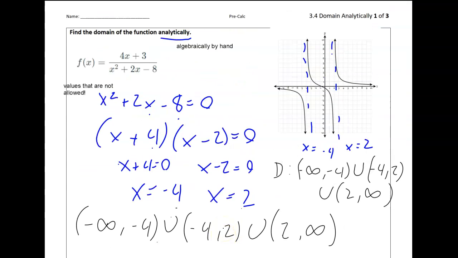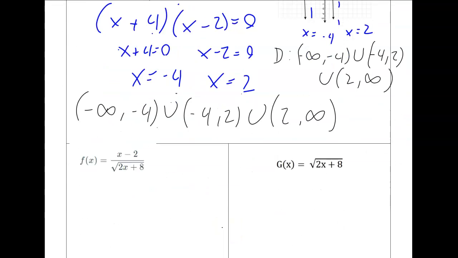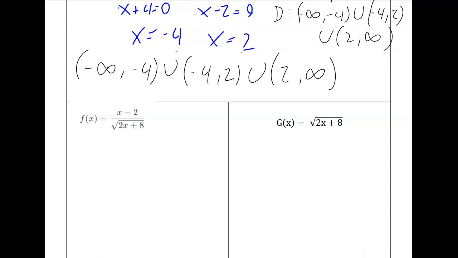But these rational functions are not the only functions that we see in the wild. We have other functions involving square roots that are going to require other strategies. We're going to start with g of x, and then we'll do f of x. They're very similar. Notice they both have this 2x plus 8, but they have one key difference. And my rule here is no negatives in the square root. So my strategy for tackling this one is going to be a little bit different.